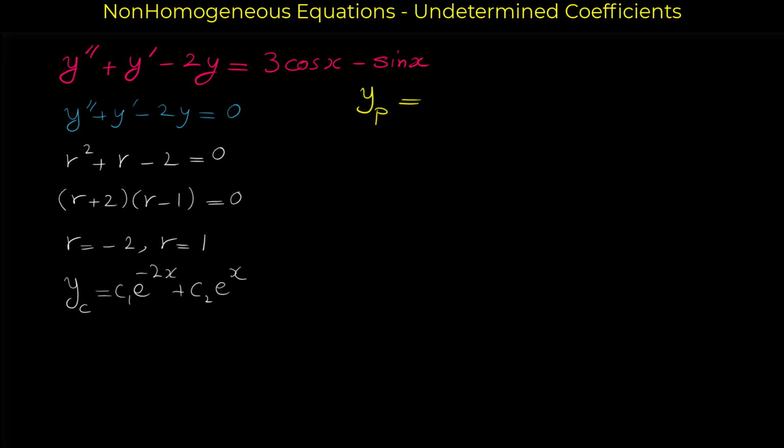And don't forget, this is the method of undetermined coefficients. So just put cosine x and sine x here with some unknown coefficients, a cosine x, b sine x, or a sine x, b cosine x. The order doesn't matter. It's completely up to you.